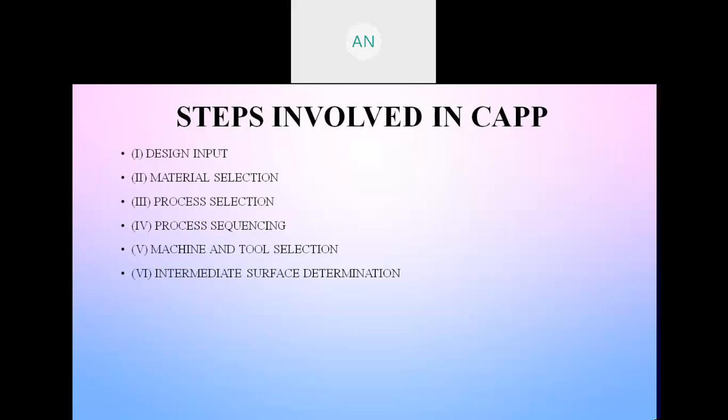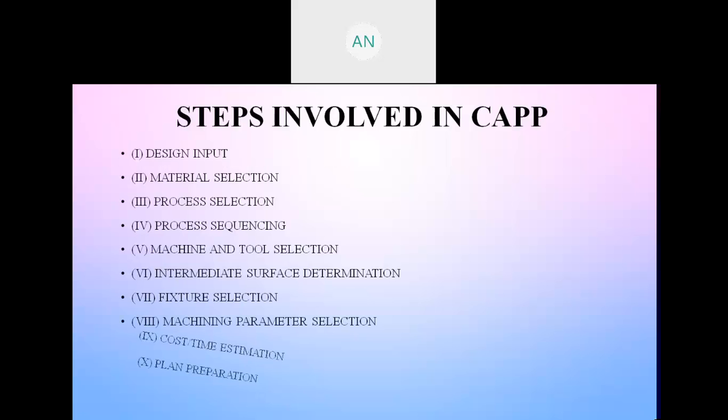Finally, intermediate and surface determination. So after deciding that this is the machine I am going to implement and this is the tool I am going to use, I am going to be deciding what is the surface contact I am going to implement on this particular type of process.